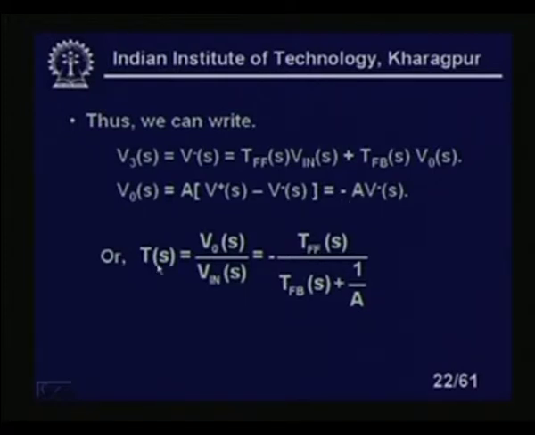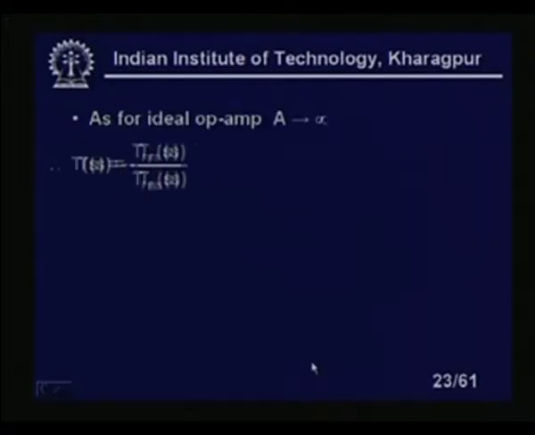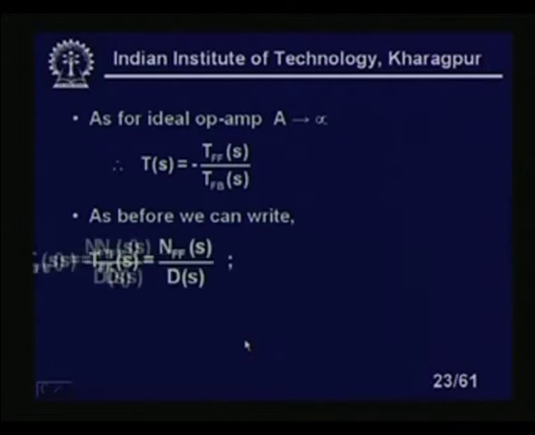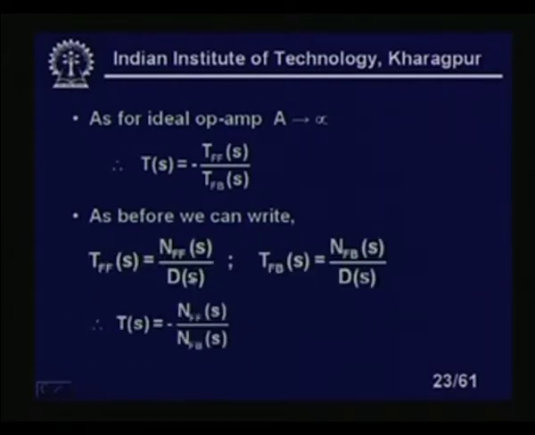So, I can write the transfer function T(s) equal to V0(s) upon V_in(s) equal to minus T_FF(s) upon T_FB(s) plus 1 by A. As for an ideal op amp, A tends to infinity, then the transfer function T(s) equal to minus T_FF(s) upon T_FB(s). As before we know D_FF equal to D_FB equal to D. So, obviously, as before we can write that T_FF(s) equal to N_FF(s) by D(s), T_FB(s) equal to N_FB(s) by D(s). So, D(s) will cancel out. So, T(s) equal to minus N_FF(s) upon N_FB(s), right.